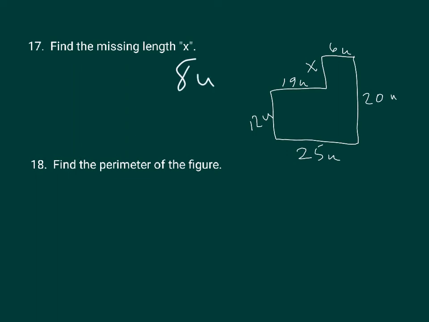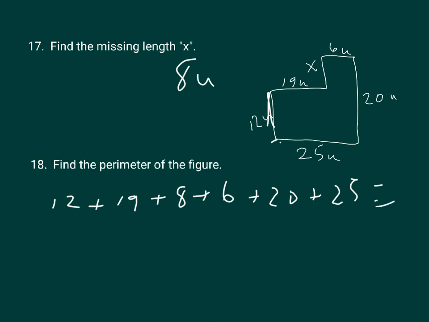8 units, we'll say. And to find the perimeter, just pick a place to start. We'll start here and just go around it. So we would say 12 plus 19 plus 8 plus 6 plus 20 plus 25. What I like to do is make sure that I've got the right number of numbers: 1, 2, 3, 4, 5, 6 numbers. Then it's a matter of adding them more than one time to make sure you get it right. After adding it twice and getting the same number both times, I'm pretty sure it's 90 units.